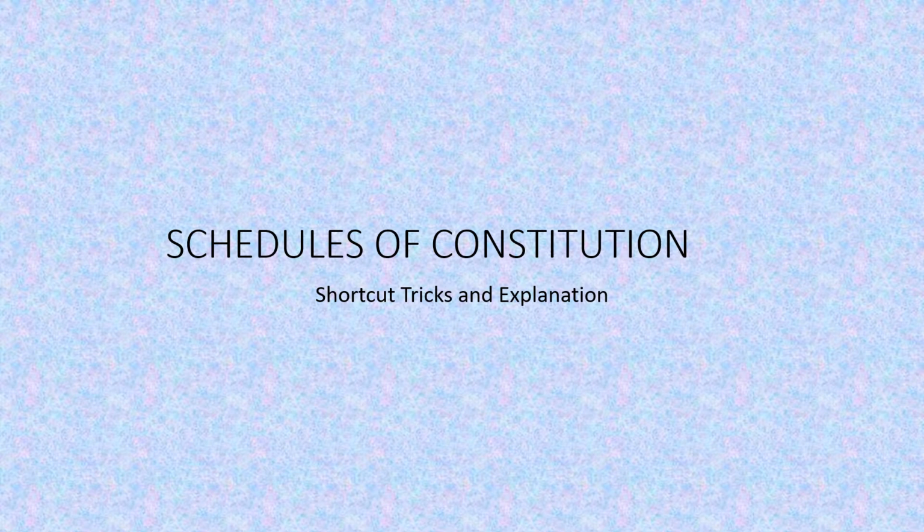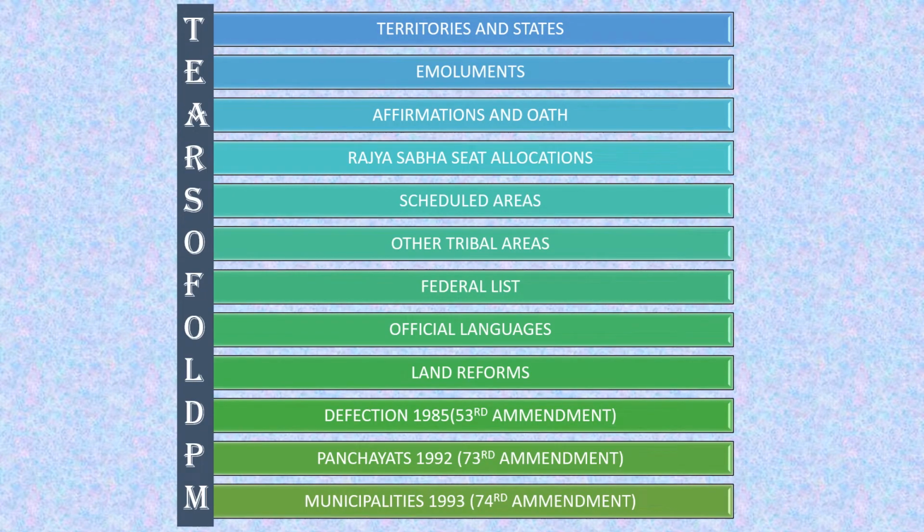Today we will cover the topic of schedules of the Constitution. We have shortcut tricks and the explanation. There are 12 schedules and the shortcut is "TIERS OF OLD PM".